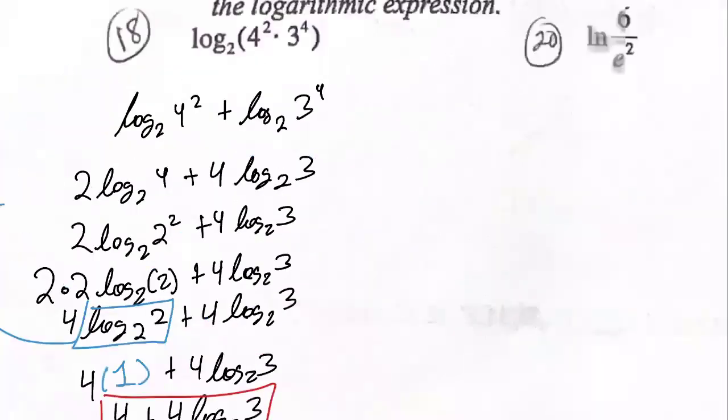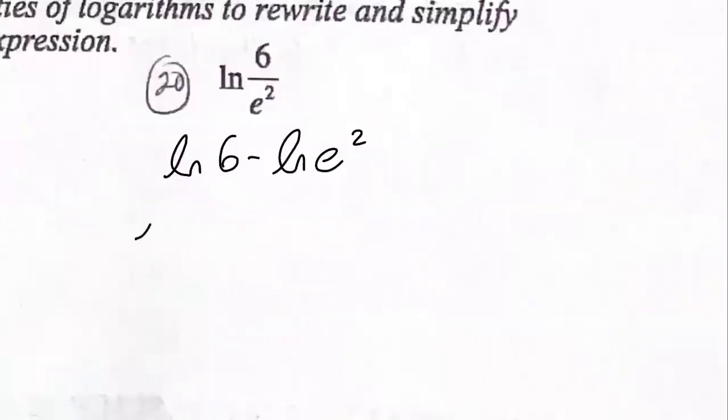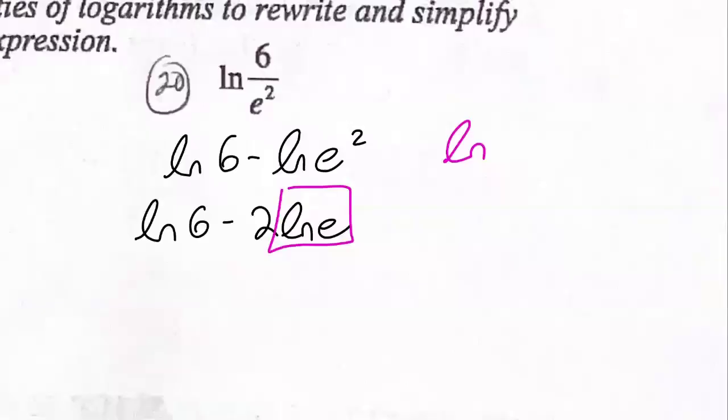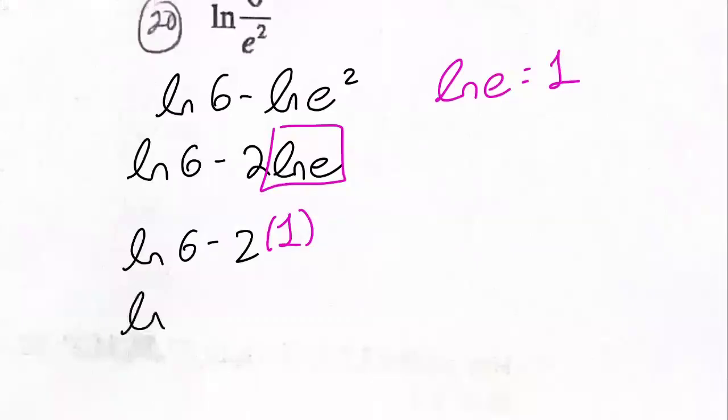Okay, so the next one, same thing. This is going to use the quotient property and the power property, then do the power. And then from what we learned, ln of e is just 1. So that's one of the properties you have to know. So this means ln of 6 minus 2 times 1. And I know you can just write 2, but I always want you to get in the habit of, anytime you're substituting or plugging something in, you always want to write it out and then simplify.